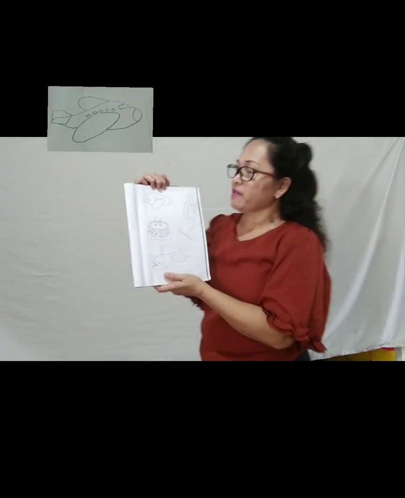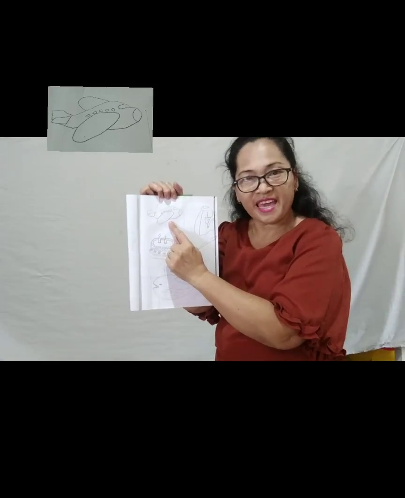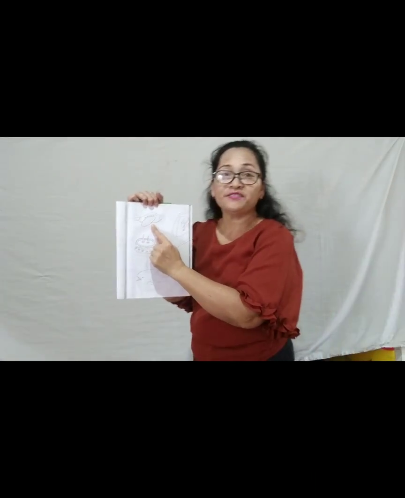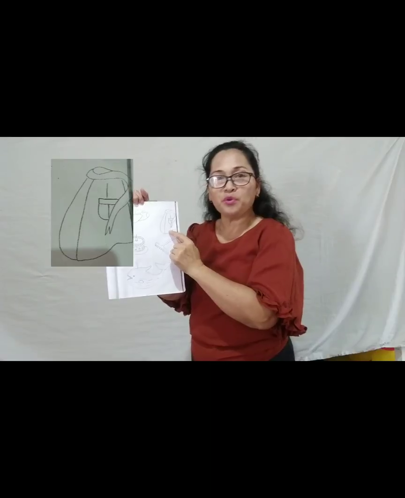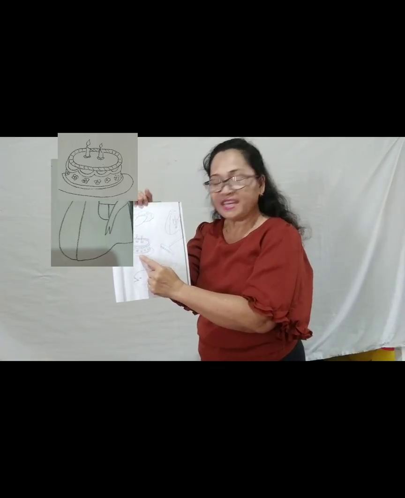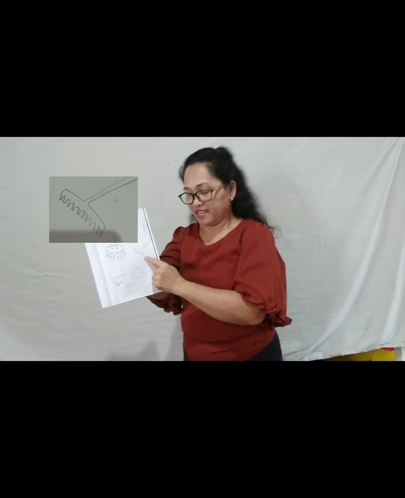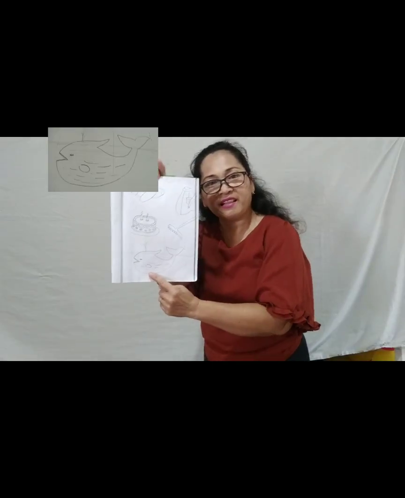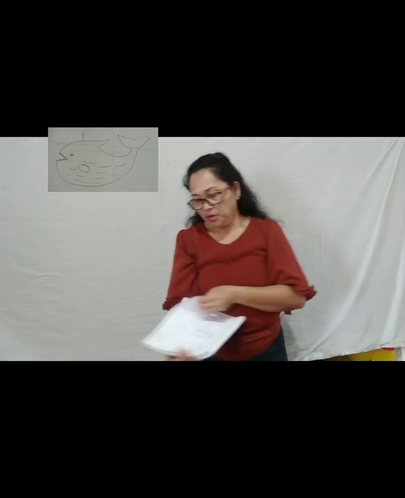Then let's review the objects of Amy whale. This is airplane. It has the sound of A. Apron. Cake. Rake. Whale.